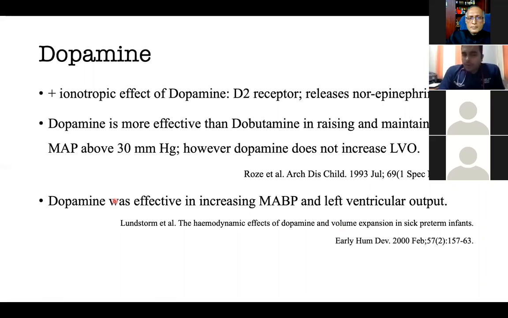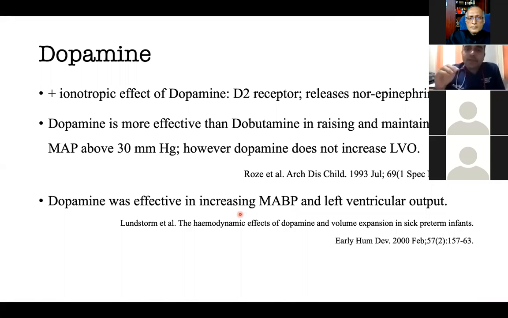Another study showed that dopamine was more effective in increasing mean arterial blood pressure and left ventricular output. Now, a point I would like to emphasize is that in pediatric as well as adult management of shock, dopamine is becoming more and more obsolete, because many a time the first line of choice is either epinephrine if it is cold shock, or norepinephrine if it is warm shock, in adults or pediatrics.